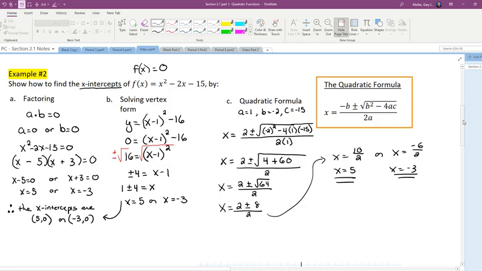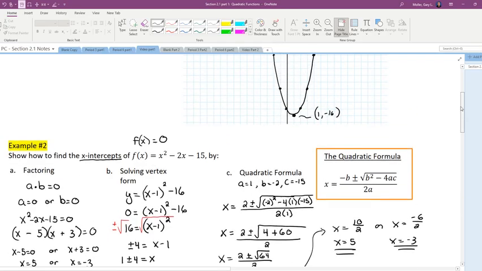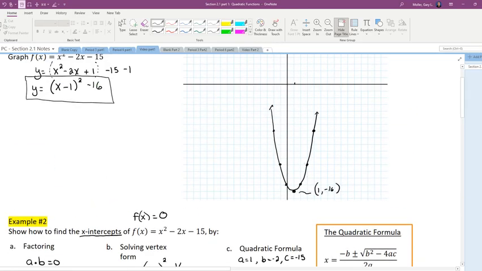So let's go look at our graph, because our graph would then be the fourth way we could solve these. I went over 1 up 1, up 3, up 5. The next one will be 7. 1, 2, 3, 4, 5, 6, 7, and 7. And so we can see that our graph crosses at 5, 0 and negative 3, 0.